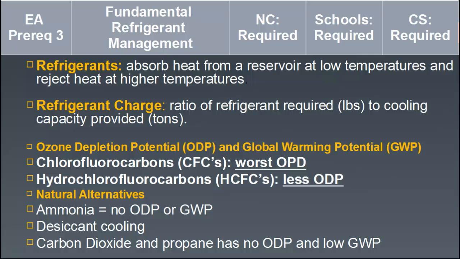Better are natural alternatives, such as ammonia, which doesn't have any ozone depletion potential or global warming potential. Also could consider desiccant cooling. I've seen this in hotter climates. And carbon dioxide and propane have no ozone depletion potential and low global warming potential. You have to have a very efficient HVAC system in order to use carbon dioxide. A good example in Portland that uses carbon dioxide for refrigerant is the Left Bank building.